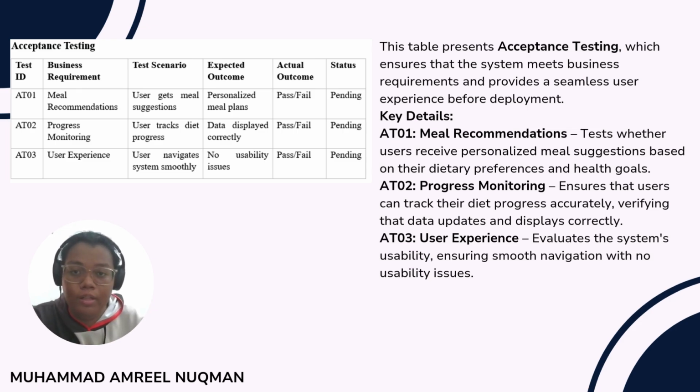This is the last part of phase 5. This table presents acceptance testing, which ensures that the system meets business requirements and provides a seamless user experience before deployment. So for the key details, AT01, meal recommendation, tests whether users receive personalized meal suggestions based on their dietary preferences and health goals. The second one is AT02, progress monitoring, which ensures that users can track their diet progress accurately, verifying that data updates and displays correctly.